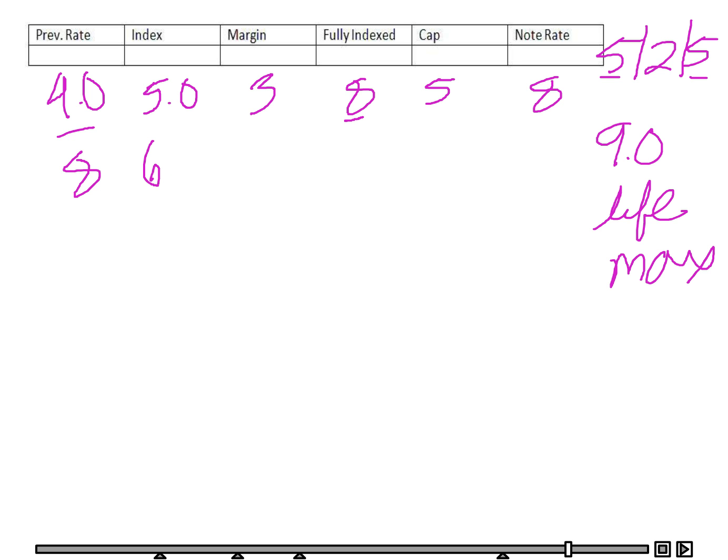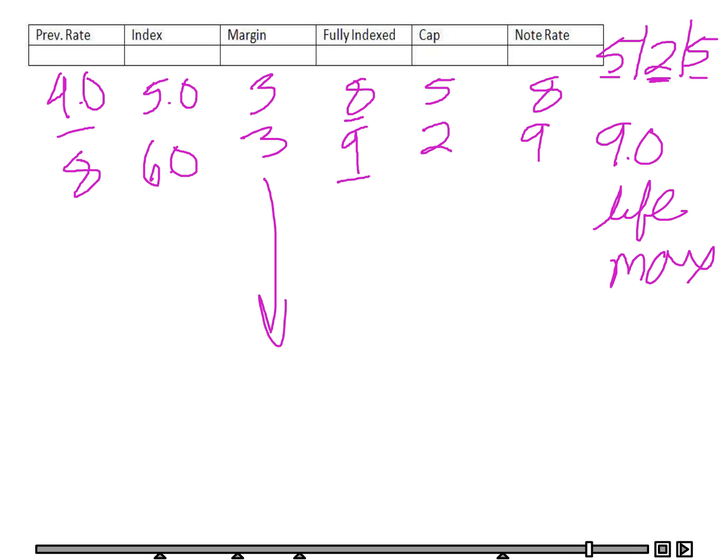Let's say our index goes up to 6 the next year. Our margin stays the same. Remember, that margin will stay the same the entire time. That means our fully indexed rate is now 9. So now, after the first adjustment, we're over to our 2% cap. That 2% cap applies to every adjustment hereafter. So based on the 8%, we could go up to 10 or down to 6. Fully indexed rate is 9, which is what we want to go to, and that 9 is within that range, so we are going to adjust to 9.